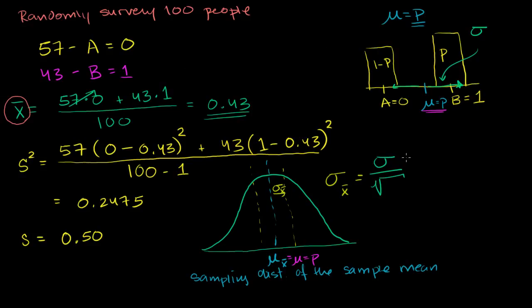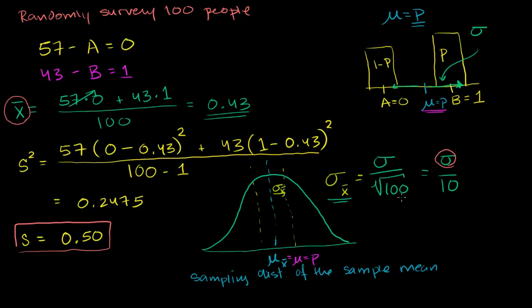So it's going to be the square root of 100. So it's going to be this guy divided by 10. Now, we do not know what this guy is. The only way to figure out what that guy is would be to actually survey 100 million people, which would have been impossible. So to estimate the standard deviation of this, we will use our sampling standard deviation as our best estimate for the population standard deviation.